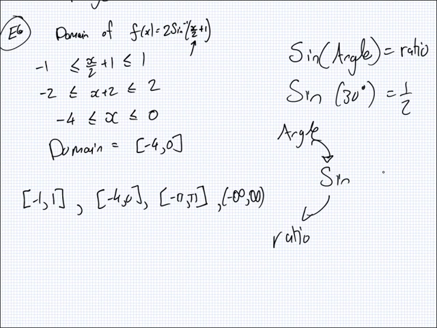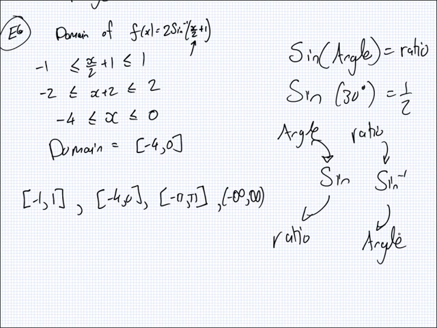It's the opposite for sine inverse. What do you put into sine inverse? A ratio. Which is why it should be between -1 and 1. And what comes out? An angle. Now, not every angle comes out though.